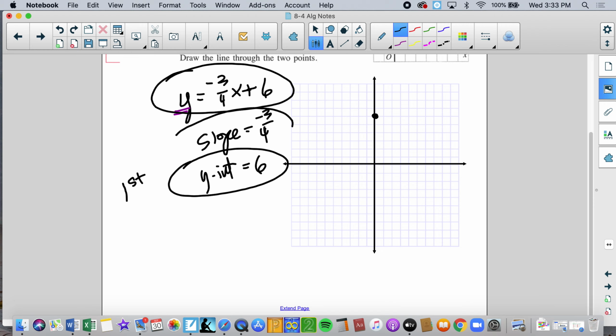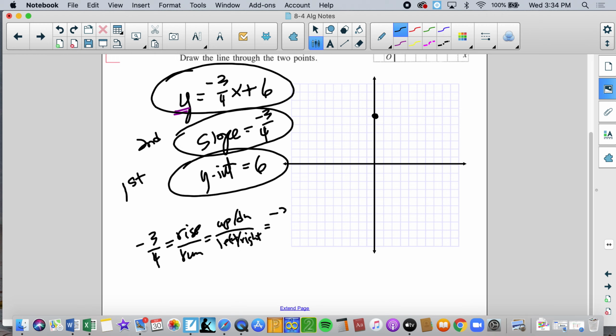Now I'm going to use the slope second. If my slope is negative 3/4, that means my rise over run, rise is up, down, and run is left, right. So in slope-ese, -3, negative means down 3, and +4 means right 4. Right is always positive, left is negative, up is positive, down is negative.